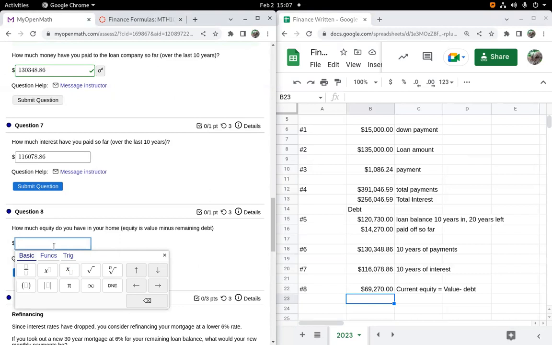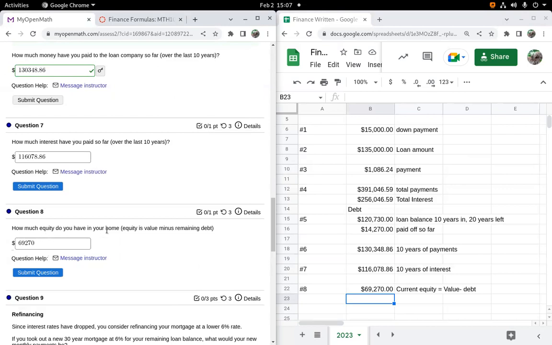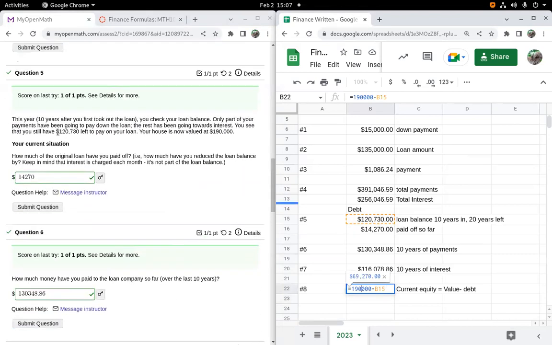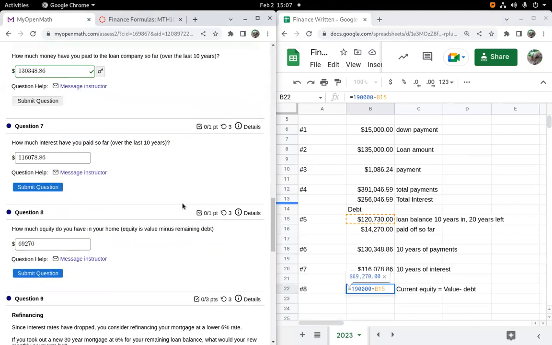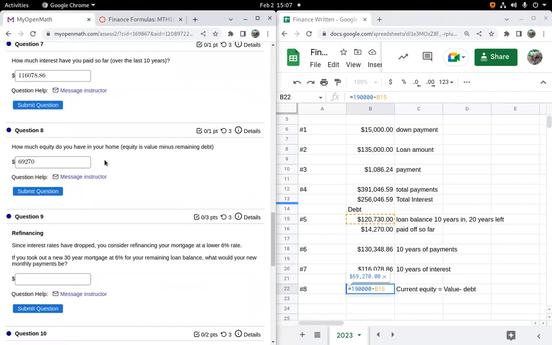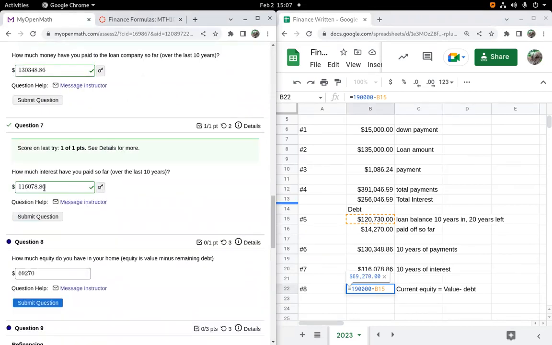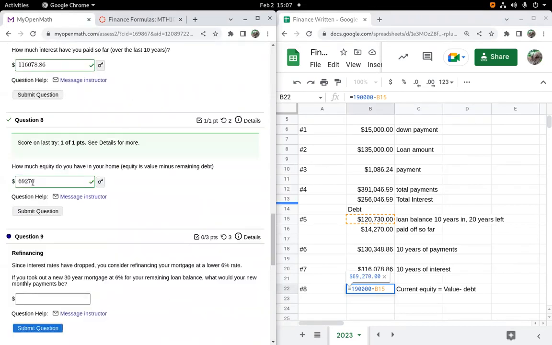So I have equity of $69,270. All right, double check. How much equity do you have? Equity is the value minus the debt. My value is claimed to be 190,000 minus my current debt of 120,000, and both of those numbers were given right here. So I'm just subtracting those two numbers about where I am today. And let's say I forgot to submit that one. And let's submit that one.